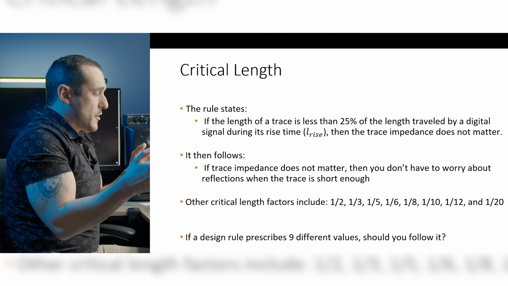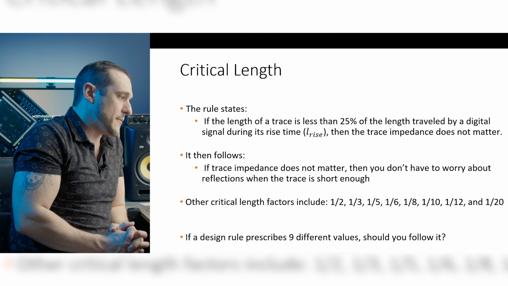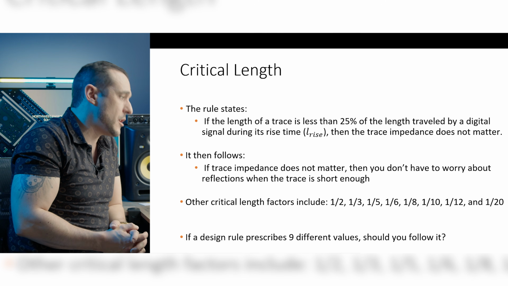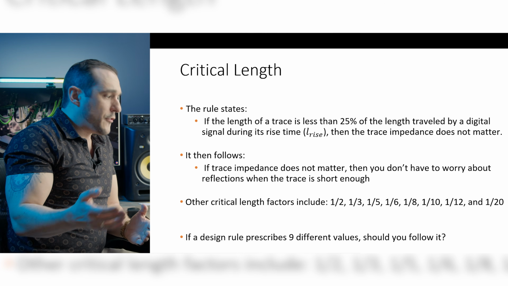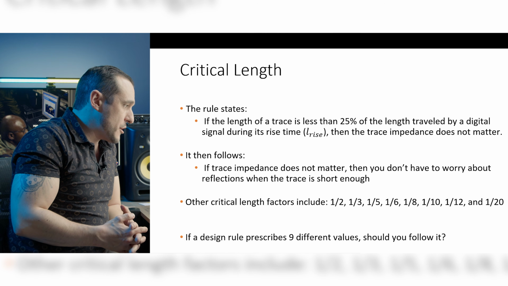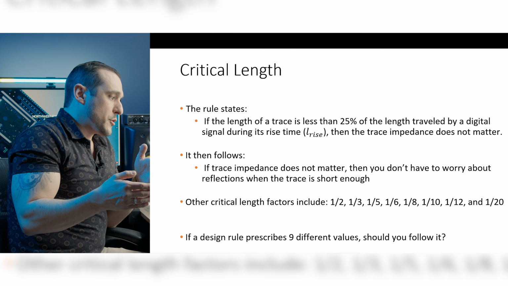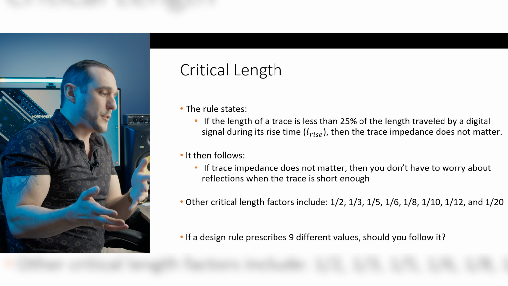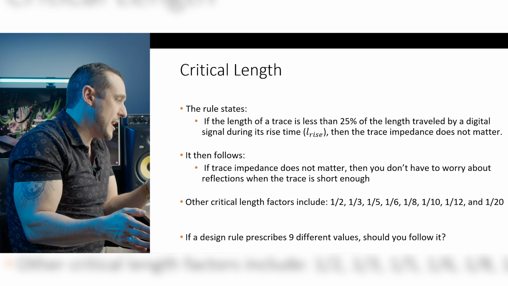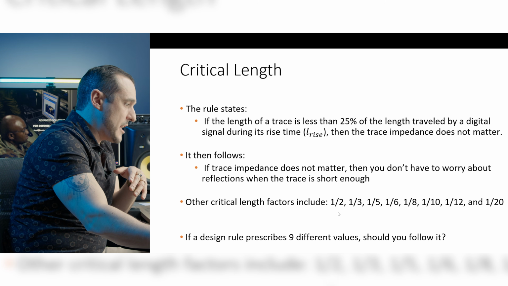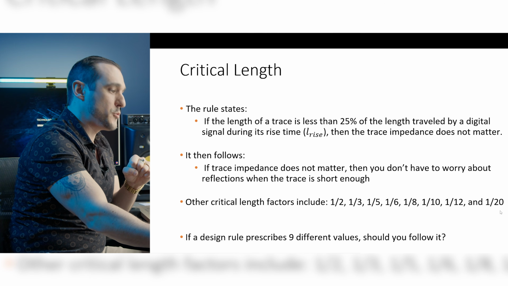So the typical description of the critical length rule states that if the length of a trace is less than 25% of the length traveled by a digital signal during its rise time, then the trace impedance does not matter. So then it follows that if the trace impedance doesn't matter, you don't have to worry about reflections when the trace is short enough. Now that 25% length factor is just one of 9 different values that you will see cited out there in various PCB design guidelines and application notes. So some of the other critical length factors include 1/2, 1/3, 1/5, 1/6, 1/8, 1/10, 1/12, and 1/20.